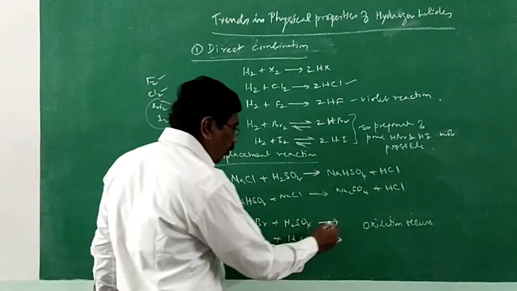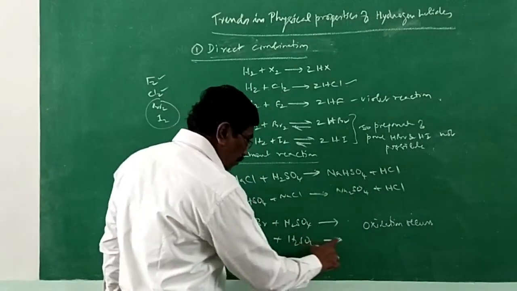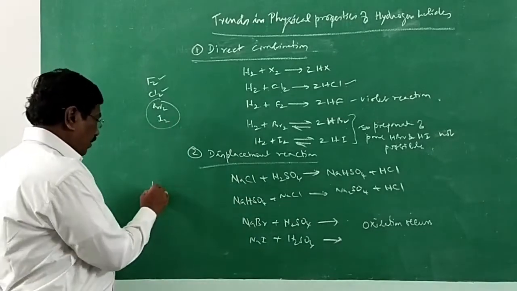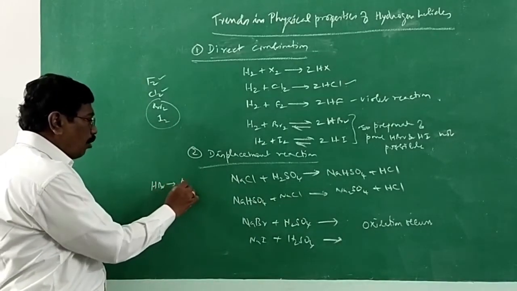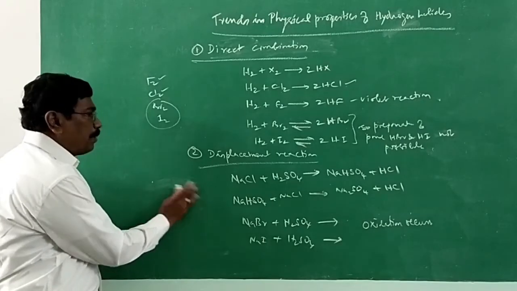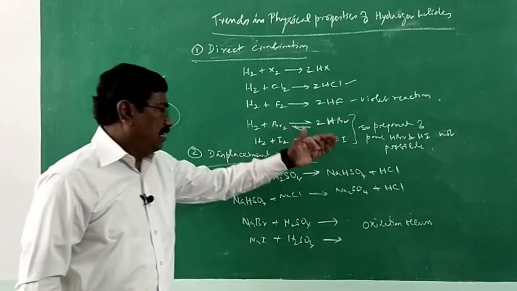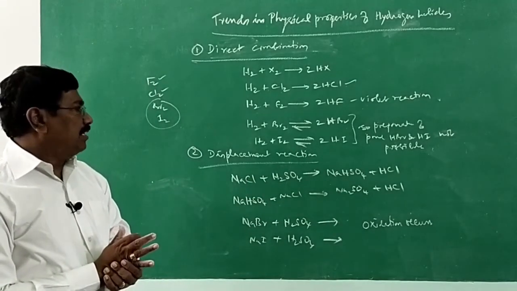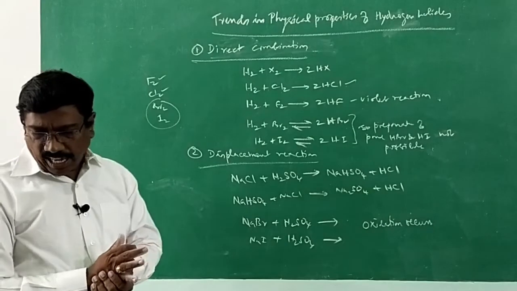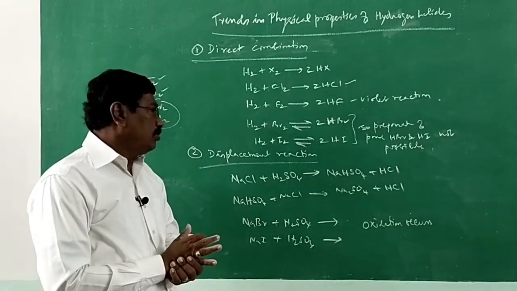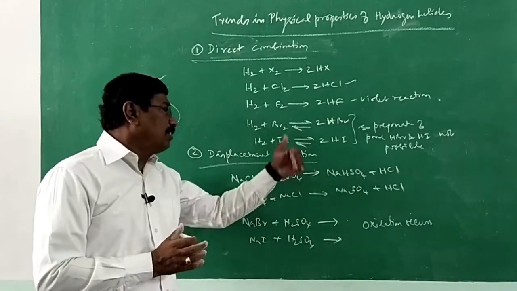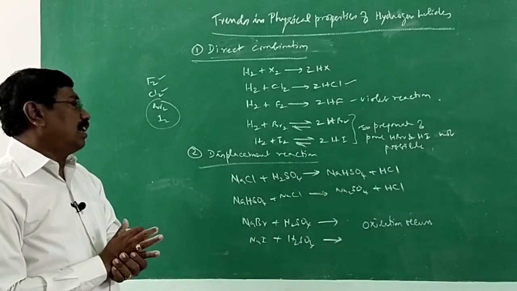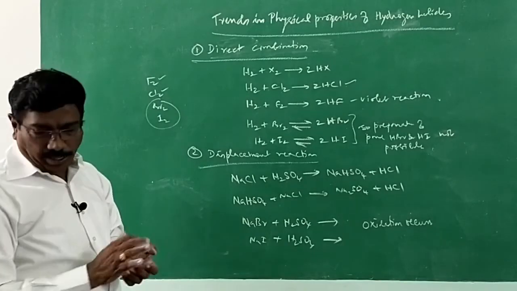Of course, the expectation is sodium bisulfate and HBr, sodium bisulfate and HI. But the HBr and HI formed undergo oxidation. When they are oxidized, the product is bromine, iodine. So we cannot prepare HBr and HI by this method. Alright. So by displacement method, metallic halide can be converted to hydrogen halide. In this method, it is better to prepare HCl, not HBr or HI.